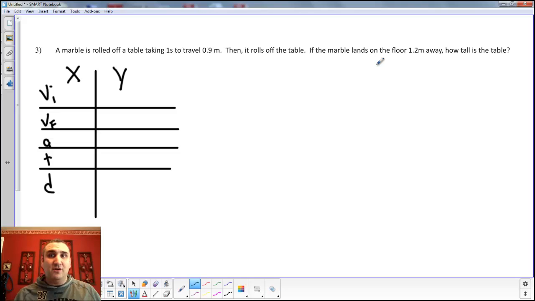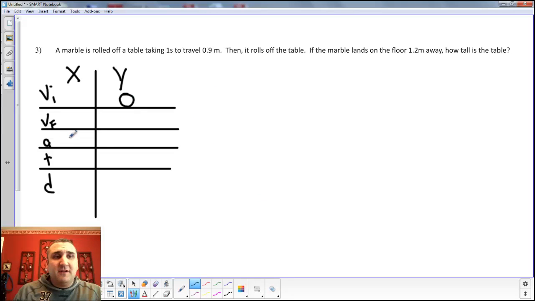It's actually very similar to the Wile E. Coyote problem, but it wasn't Wile E. Coyote problem. But it was something landed this far away from a cliff. How high is the cliff? So we know to start this is a cliff problem, so that's going to be 0, that's going to be 0, and that's going to be negative 10. Now we can look at the other stuff.